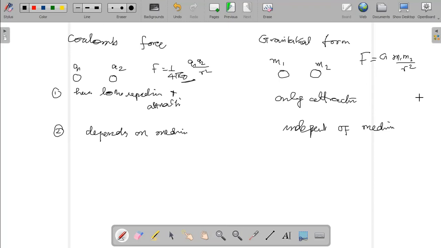Third point, what can we say? We have studied this in 11th standard, in lower classes. Coulomb force is stronger, and gravitational force is the weakest force. So Coulomb force is a stronger force compared to gravitation. Then what about gravitational force? It is the weakest force. We know about that. So it is a weaker force.